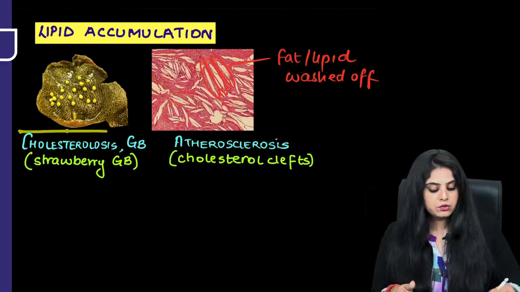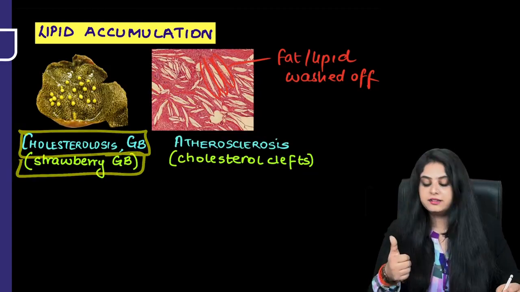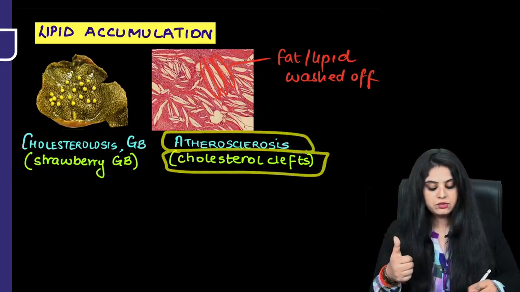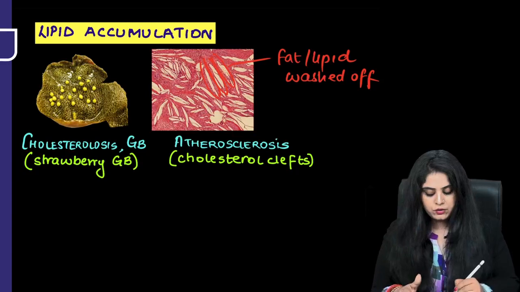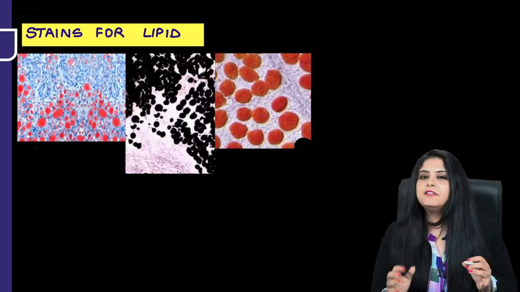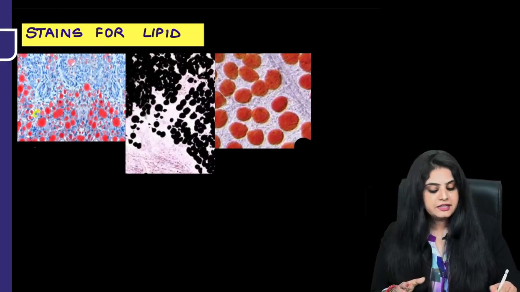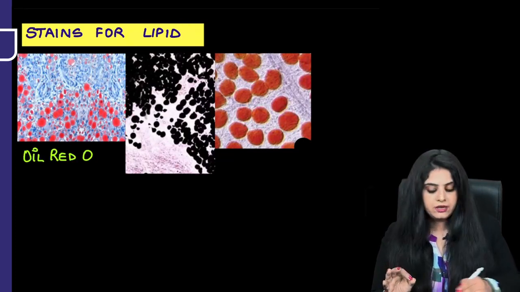So remember, cholesterolosis, strawberry gallbladder, is lipid. Cholesterol clefts in atherosclerosis, that is lipid. So now you will ask me, what are the stains for lipid? Very simple, no rocket science. If you see a red color lipid, what will you name it? You will obviously call it oil red O.